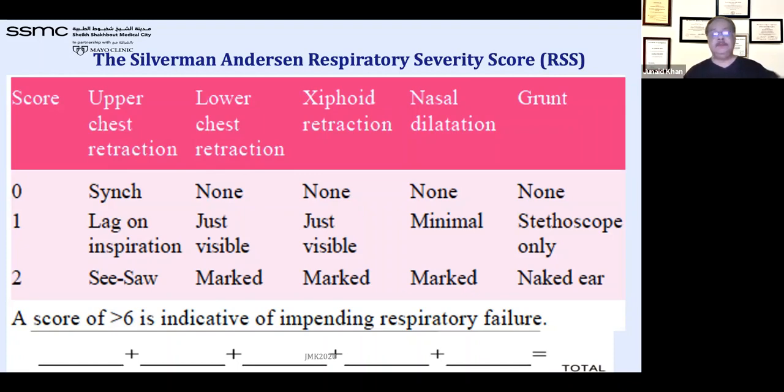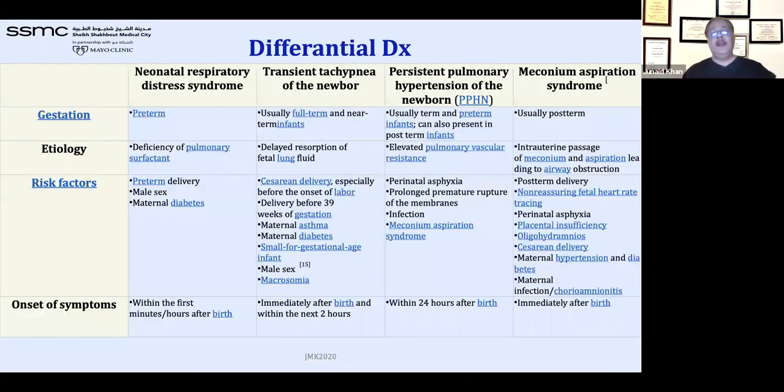That's a no brainer. Now come to the differential diagnosis. The differential diagnosis is easy, but there is some overlapping of the symptoms of the silent syndrome. For example, RDS, transient tachypnea, PPHN, and meconium aspiration. So the major difference is that meconium and transient tachypnea mostly affect the full term baby, and the respiratory distress and PPHN is the preterm difference.